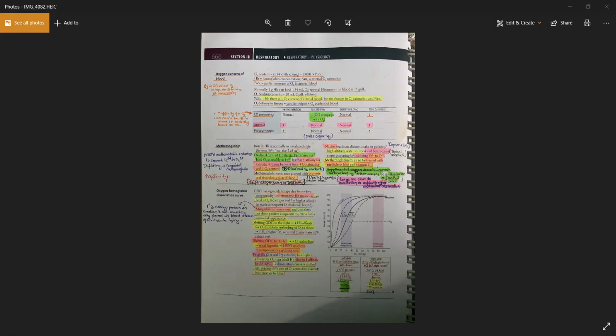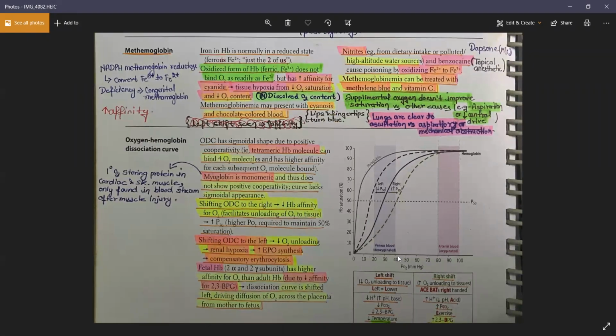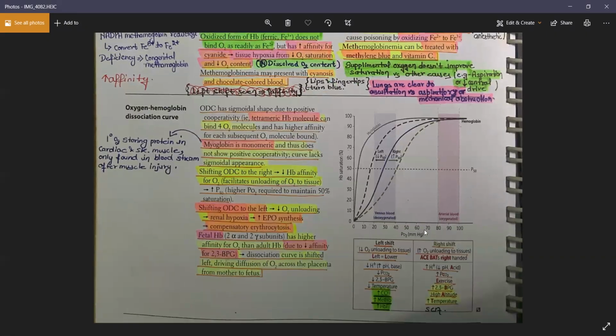Sorry, could you please explain once how the pH right shift works, because I lost the connection. Whenever you have an acidic pH or a high level of H plus ions, metabolic acidosis or respiratory acidosis, this will promote the unloading of oxygen in the tissues. This will decrease the affinity of hemoglobin for oxygen, and as a result, the hemoglobin will easily release the oxygen at the tissue sites.